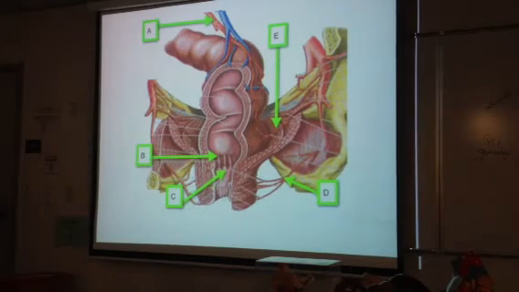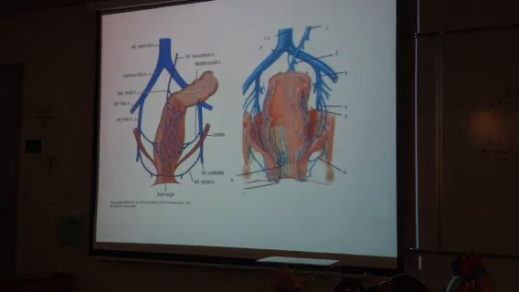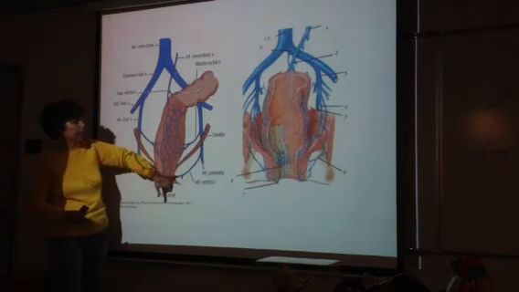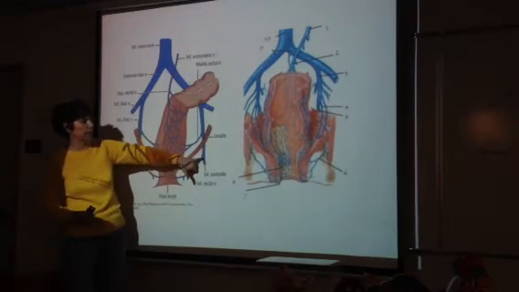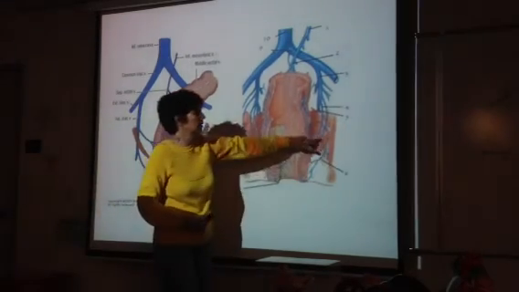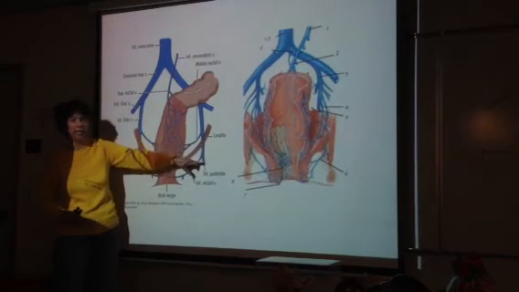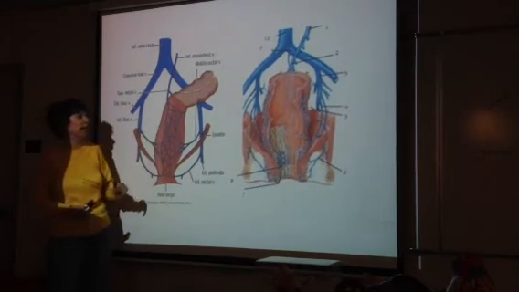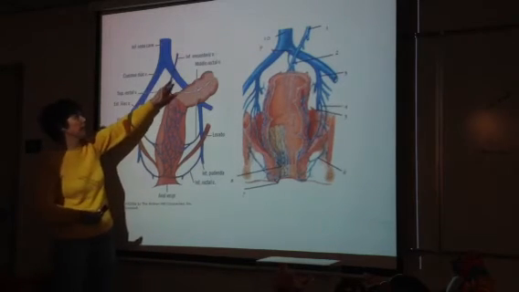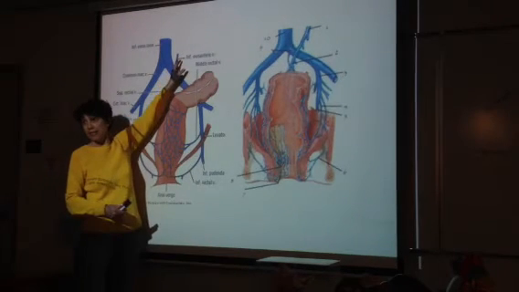Same vessels as a venous system carry blood away. So here's the inferior rectal vein carrying blood into the internal pudendal. Here's a middle rectal vein carrying blood into internal iliac. Internal pudendal runs into internal iliac. Here's the superior rectal carrying it into inferior mesenteric.